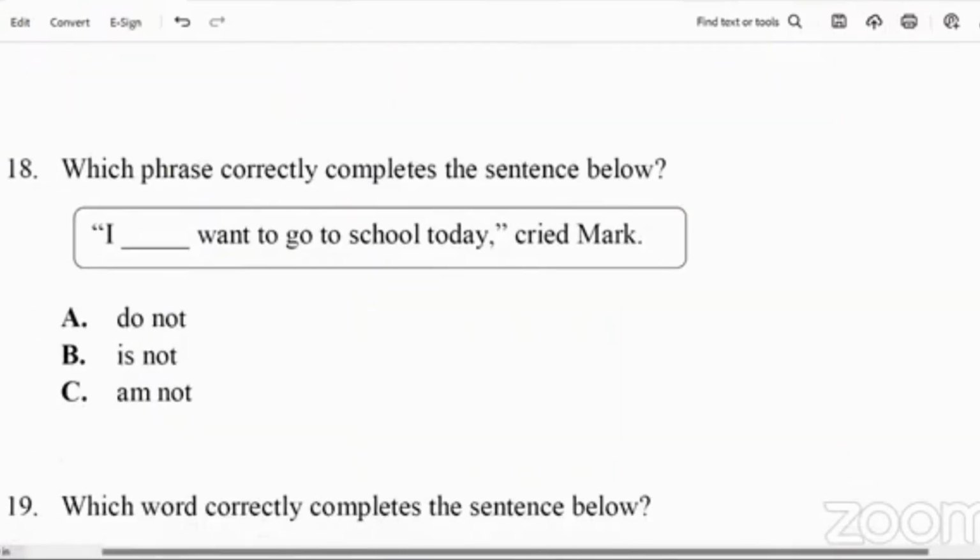Question 18. Which phrase correctly completes the sentence below? "I blank want to go to school today," cried Mark. I do not want to go to school today. I is not want to go to school today. I am not want to go to school today. Correct answer, I do not want to go to school today.